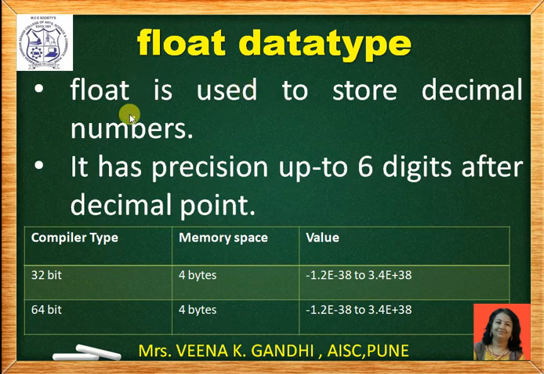Float type is used to store real numbers or numbers having a decimal point. It has precision up to 6 digits after the decimal point. So under 32-bit, it occupies 4 bytes of memory. Under 64-bit also it occupies 4 bytes of memory. This is the permissible range to store the floating point value.